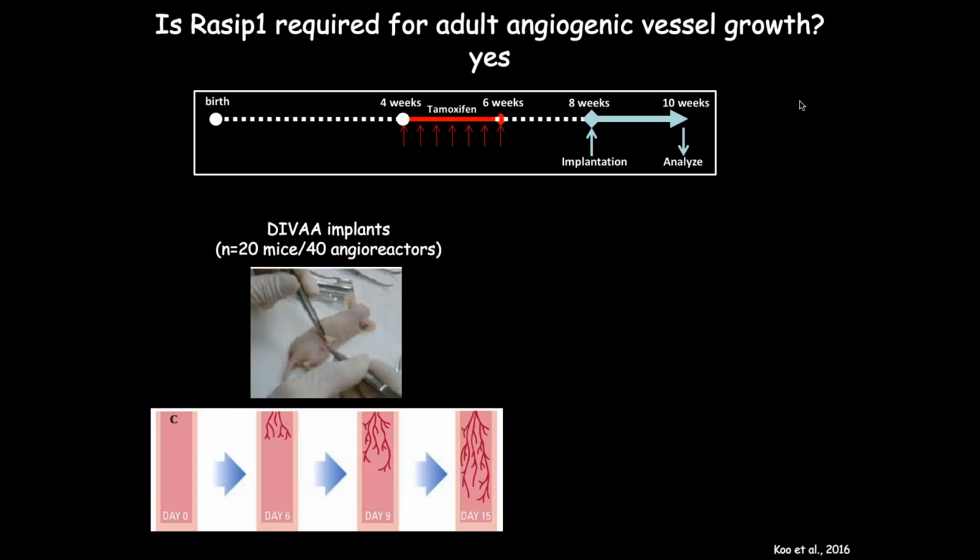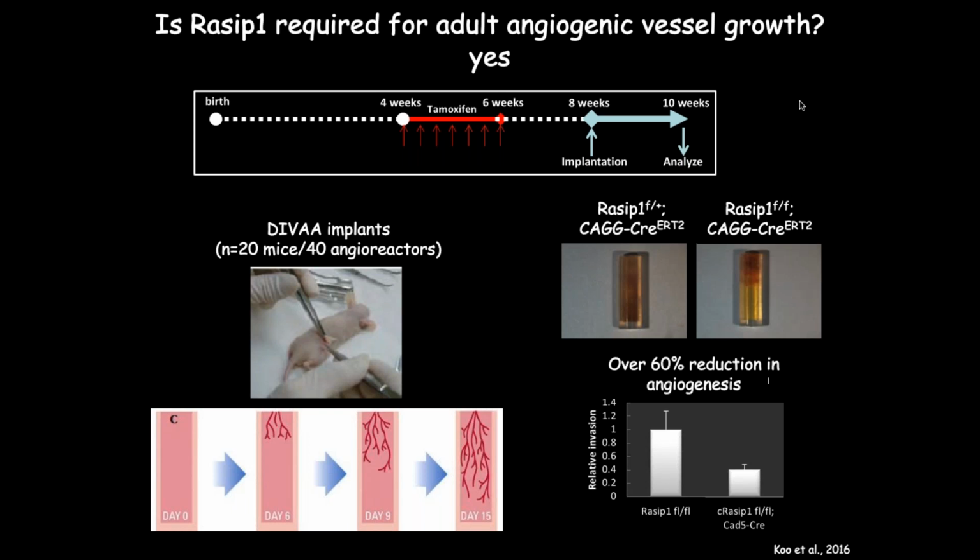Or does it form fine? Do new vessels form fine? And angiogenesis is very rare in the adult mouse, and therefore we can test that by putting these little Matrigel implants under the skin, and new vessels will grow into those Matrigel implants. And so we're asking the question, is RAS-IP1 required for that role? And so I have a picture here showing you either a heterozygote or a homozygote that has been knocked out for RAS-IP1, the blood vessels within that Matrigel implant. And what we found was that that process of angiogenesis was significantly inhibited.